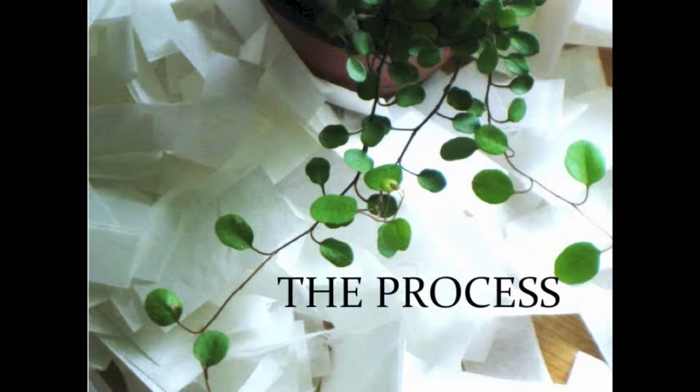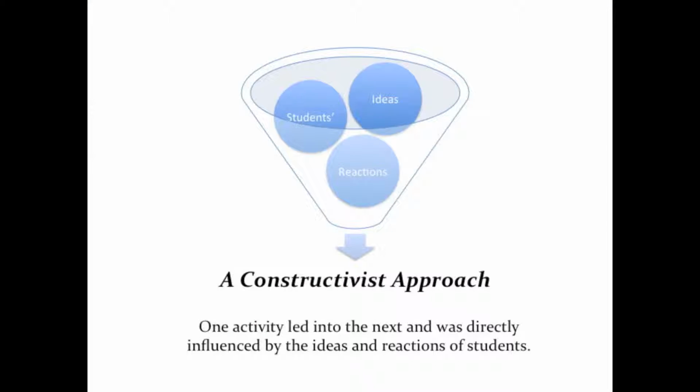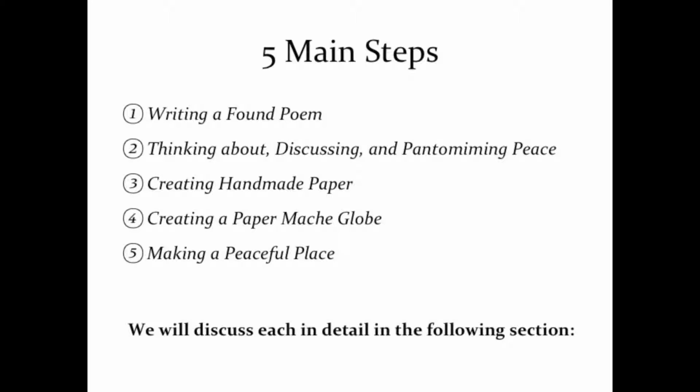In the next part of the presentation, I'd like to share with you each step of this project. This project, like I mentioned, took a constructivist approach. This means that one activity led into the next. Each step was directly influenced by the students' ideas and their reactions to the previous step. At the end, there were 5 main steps: writing a found poem, thinking about, discussing, and pantomiming peace, creating handmade paper, creating a papier-mâché globe, and making a peaceful place. Here I'll walk you through each step.